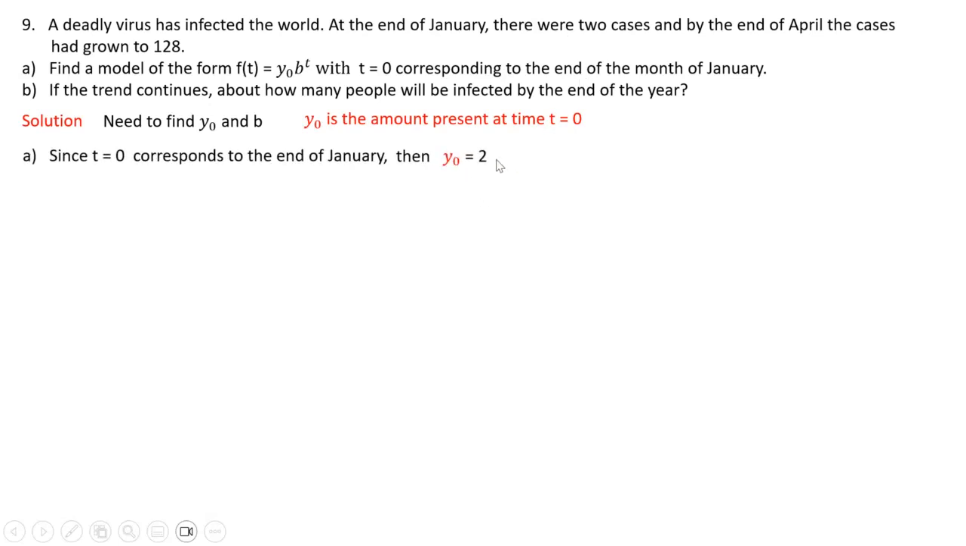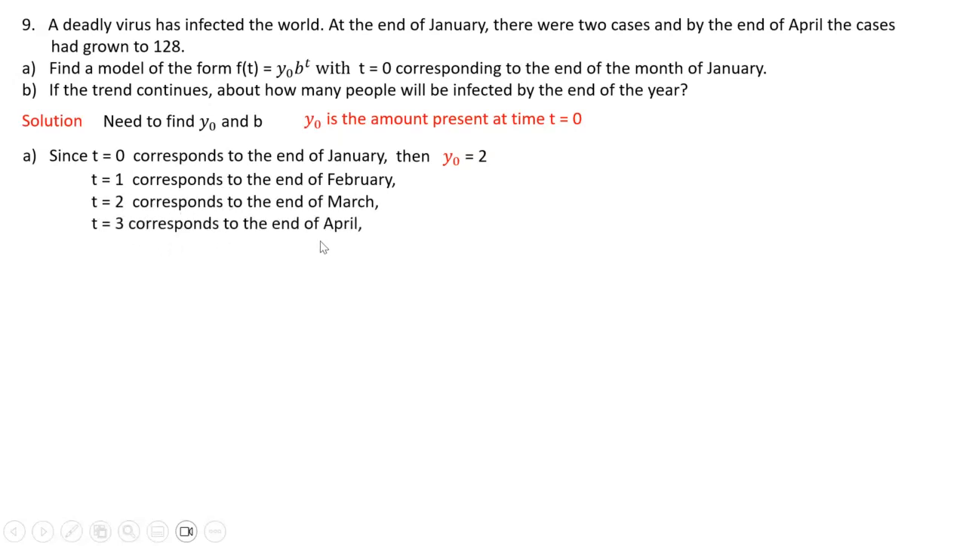So y naught is equal to 2. Then we continue, right? Because it says at the end of January, there were 2 cases. So for the end of April, we just continue. At the end of January, at the end of February will be 1, t equals 2 at the end of March, t equals 3 at the end of April, right?